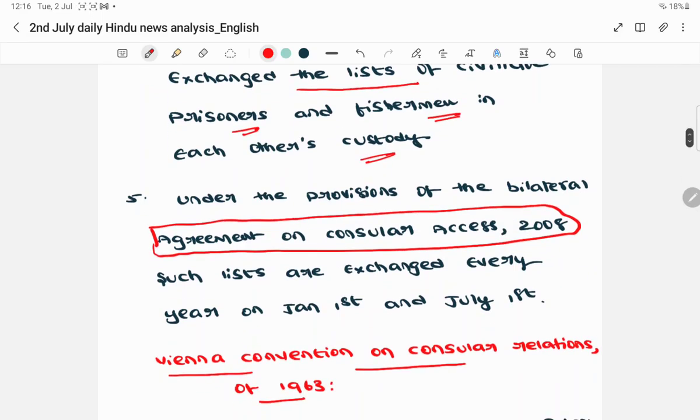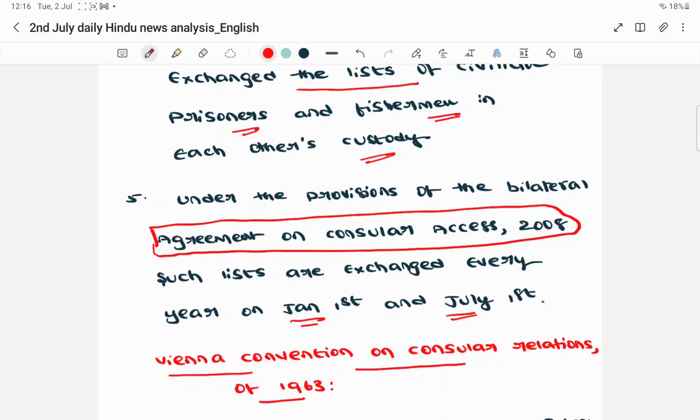Yes, clear, right? And every year this type of exchange happens on January 1st as well as July 1st. Since yesterday was July 1st, both have exchanged these particular lists, and that has been done as part of which agreement? Agreement on Consular Access 2008.